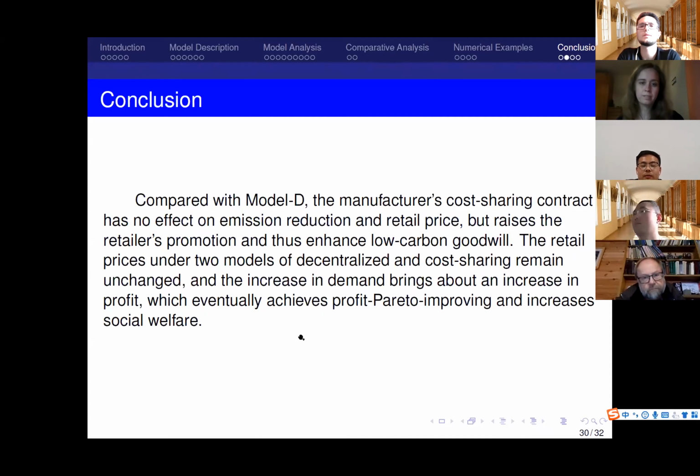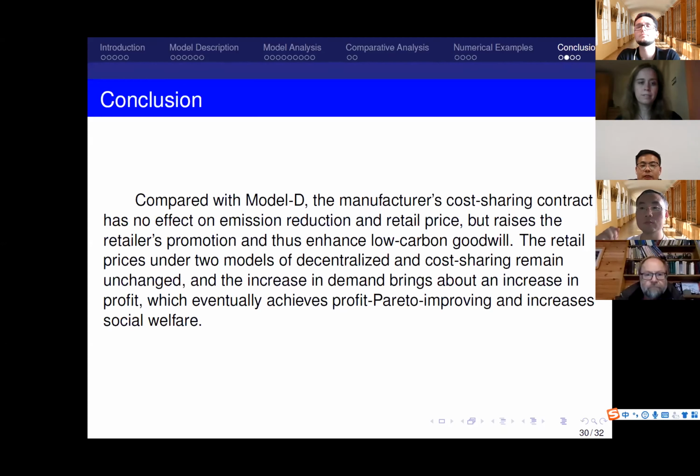And compared with Model D, the manufacturer's cost share contract has no effect on emission reduction and retailer price, but raises the retailer's promotion and thus enhances low-carbon goodwill. The retailer price in the two models, decentralized and cost share, remains unchanged, and the increase in demand brings about an increase in profit, which eventually achieves profit parity, improving and increasing social welfare.